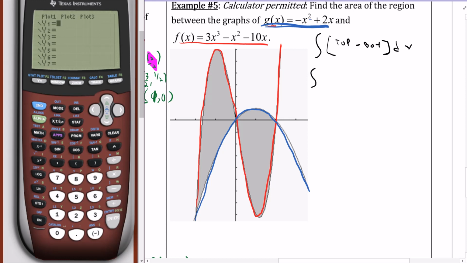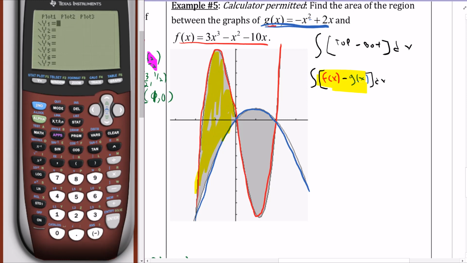Because one of them's not always on top, we actually have to set up two separate integrals here, right? We're going to have to set up an integral for when f of x is on top and an integral for when g of x is on top. Because we're using our calculator, we don't need to write out the whole function here because f of x is already defined. So we're going to start by doing f of x minus g of x. Right, and what this highlighted integral here is going to give me is this region there.